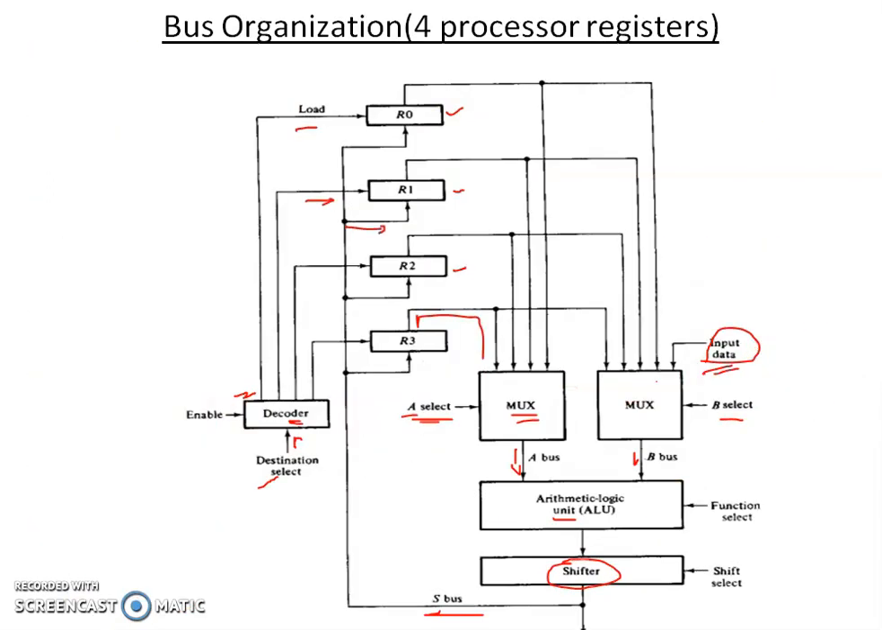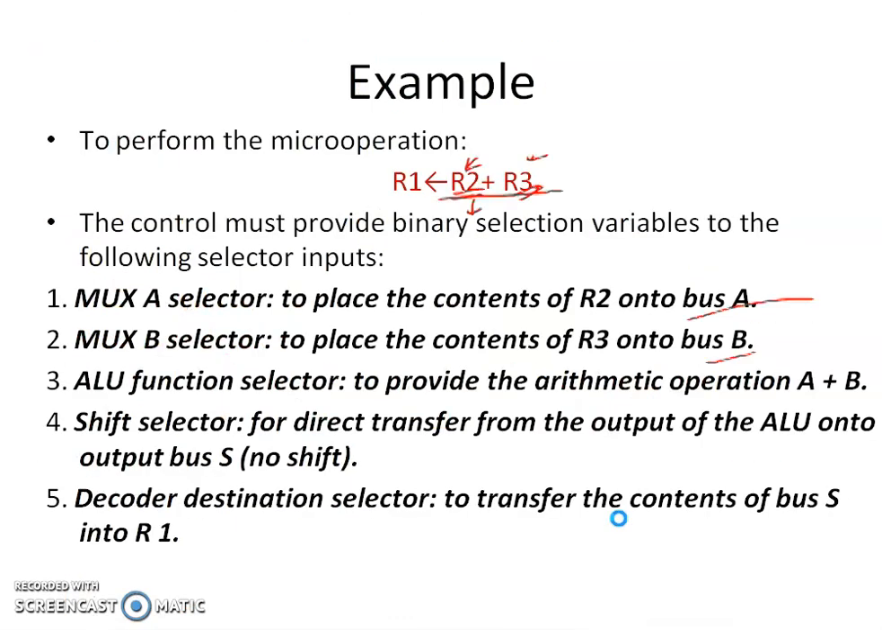First multiplexer, what it does, it places the output on bus A. Second multiplexer, it places what is being read from the register on bus B, which will be given as an input to the ALU. So what the ALU does, it will be performing the arithmetic operation A plus B. The arithmetic operation given in the example is addition, so that is why A plus B.